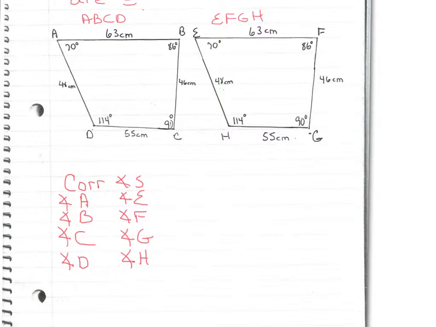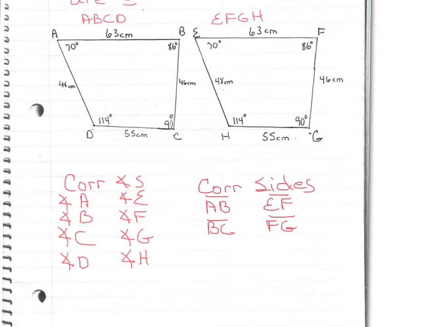Okay, let's think about our corresponding sides. Juliana, what side corresponds to side AB? Side EF, good. And we want to name it in the same order. What corresponds to side BC, Zach? FG. And then what side corresponds to CD, Monica? GH.